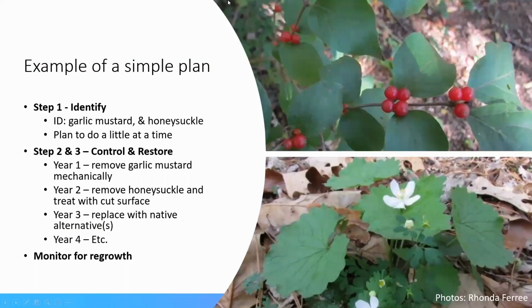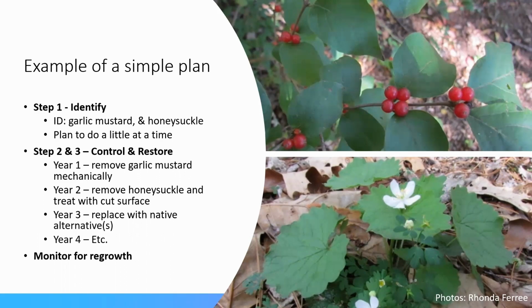So here's an example. Step 1, we're going to correctly identify the invasive species. In this example, we have bush honeysuckle on the top, and we have garlic mustard on the bottom. Now we develop our plan for how we are going to control them. With garlic mustard, we look at mechanical removal for the most part. That's hand pulling. We want to focus on that for year 1 because we know that's probably the most labor intensive, hand pulling out our garlic mustard.